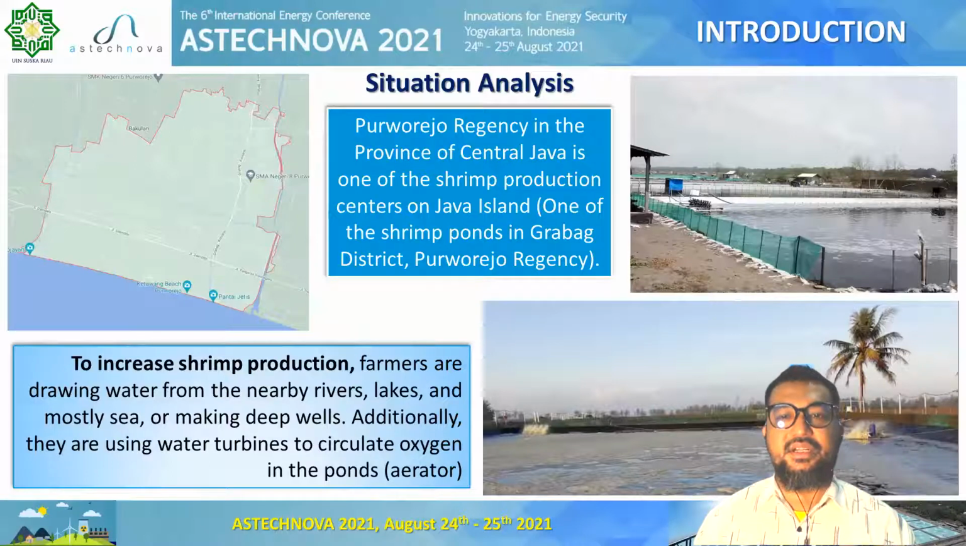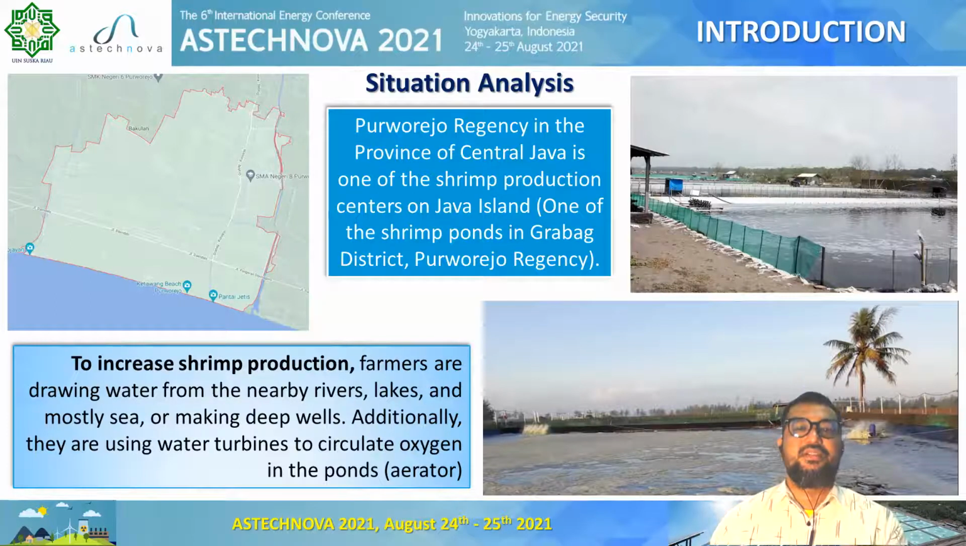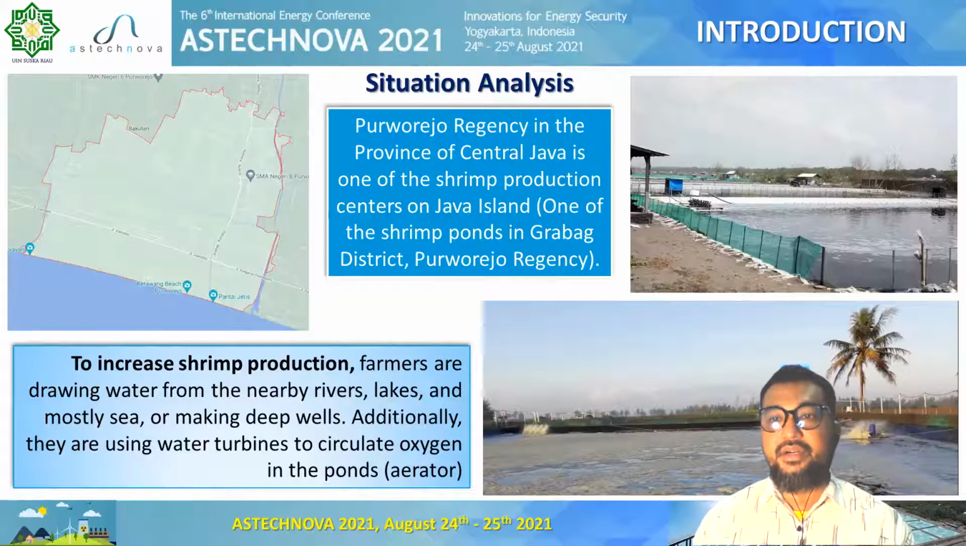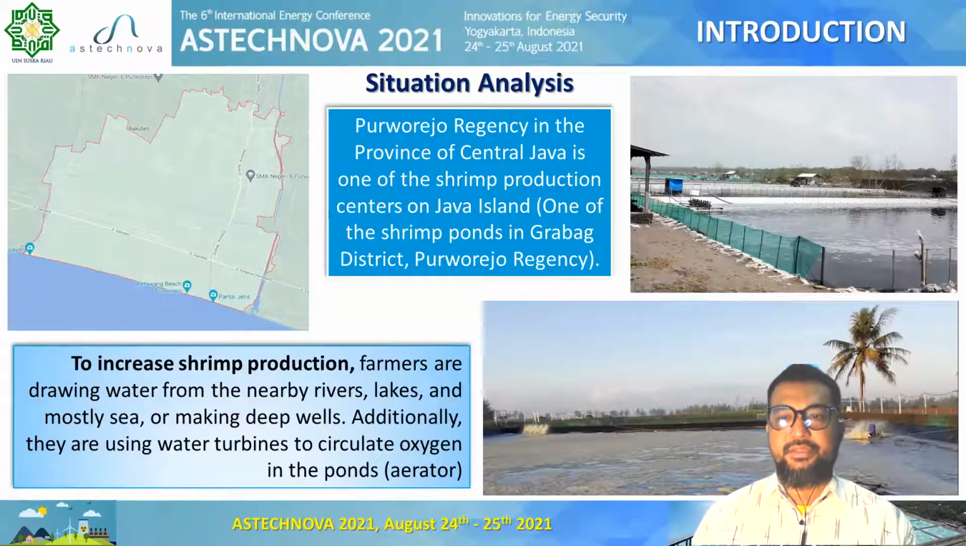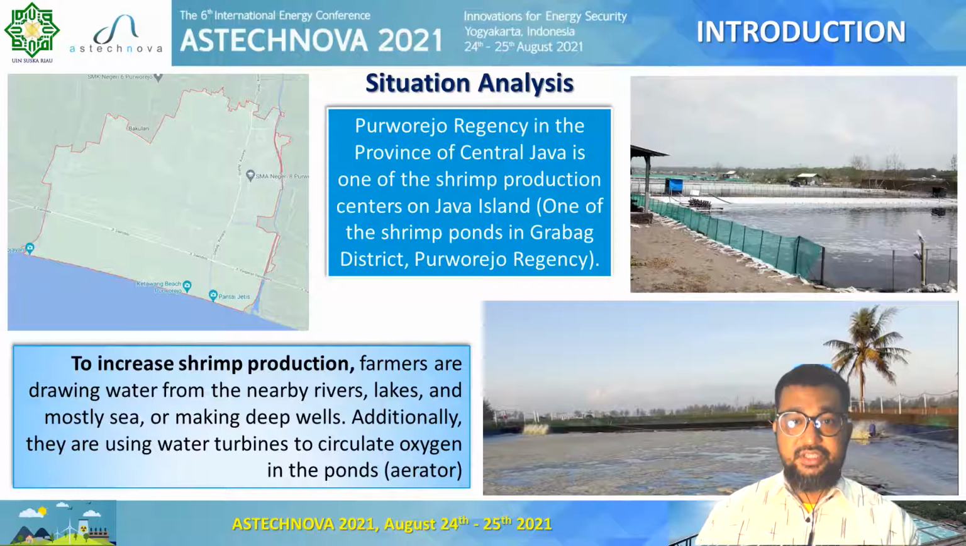Purworejo Regency in Central Java Province is one of the shrimp production centers on Java Island. In this paper, we do a case study in one of the shrimp ponds in Gerabak District, Purworejo Regency. To increase shrimp production, farmers draw water from the nearby rivers, lakes, and mostly the sea, or make deep wells. Why do they need to draw water? Because of evaporation of the pond and water pollution, it's necessary to circulate water. Water circulation is the key to success of a shrimp pond.